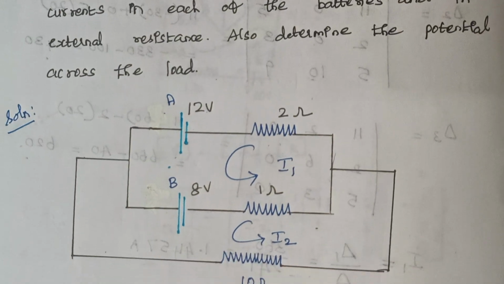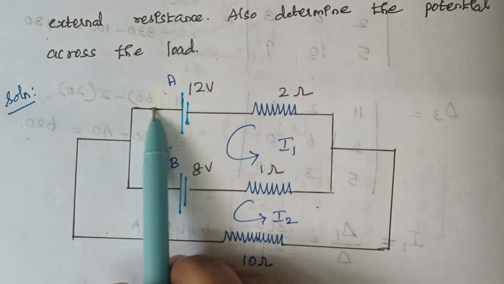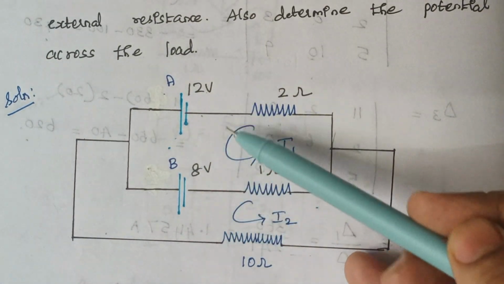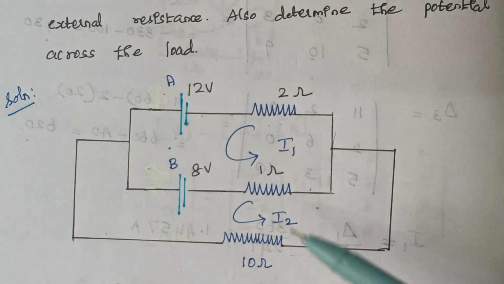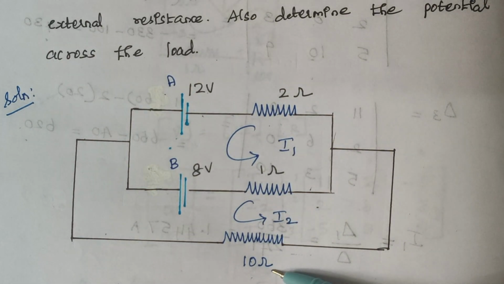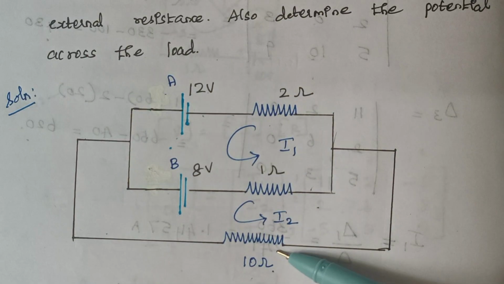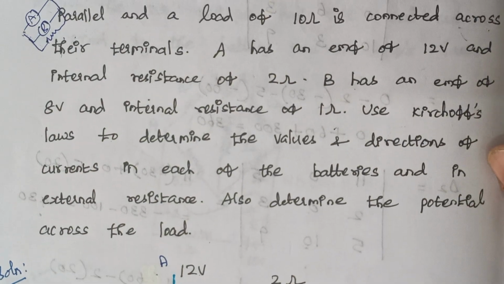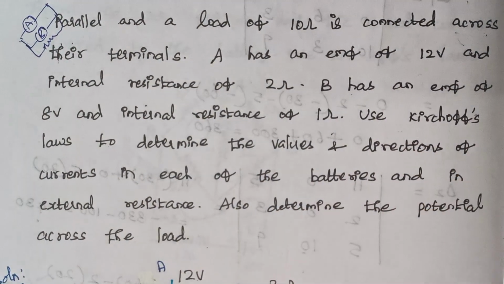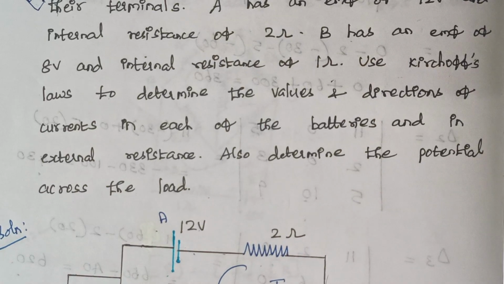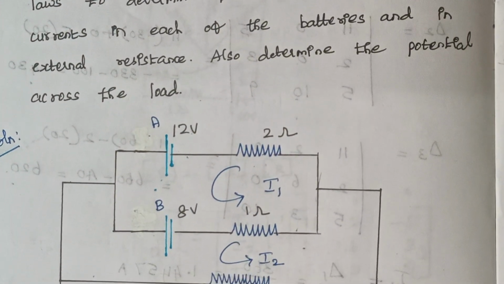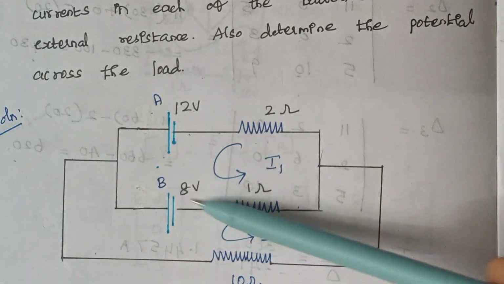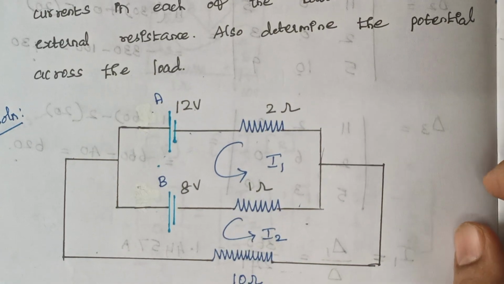So now you see this is your voltage source A and this is your voltage source B and these two sources are connected in parallel. Then we are having a load of 10 ohm resistance that is again connected in parallel with the circuit. The same diagram I had drawn, I have drawn here with the respective values. Now we are going to calculate the value of current that flows through this A battery, this B battery as well as through this load.